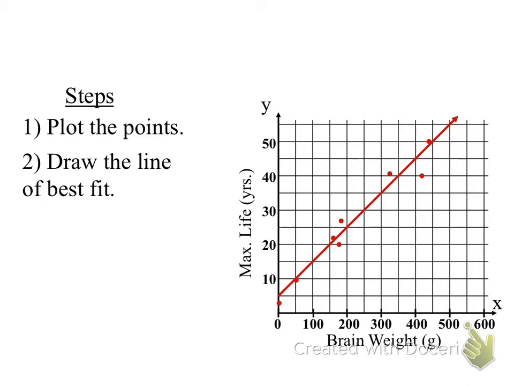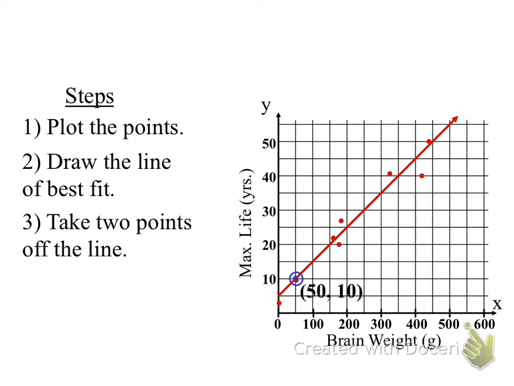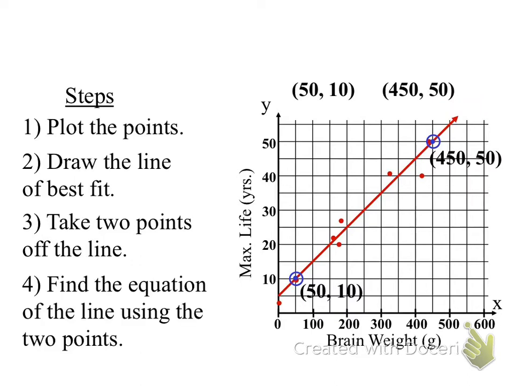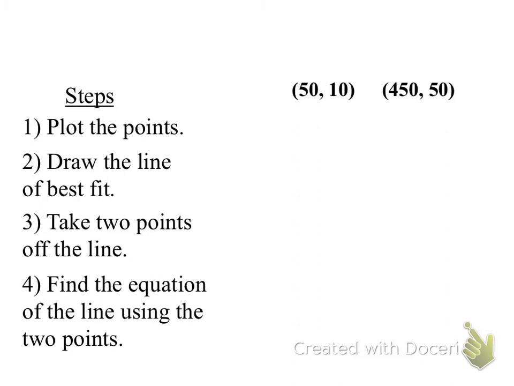The next thing you're going to do is take 2 points off that line, spread very far apart. So I'm taking that 50, 10. And then right here, I'm taking 450, 50. Now, when I have 2 points, what do I have the ability to find? A slope. So we're going to do that.